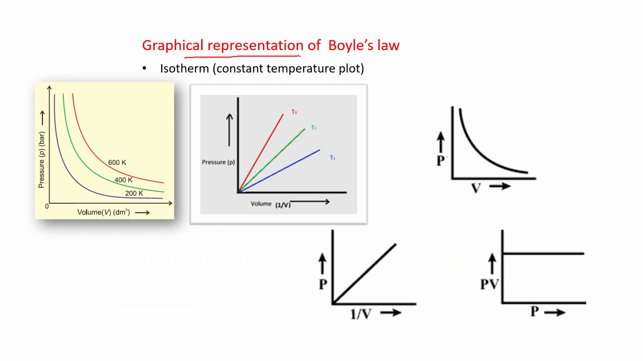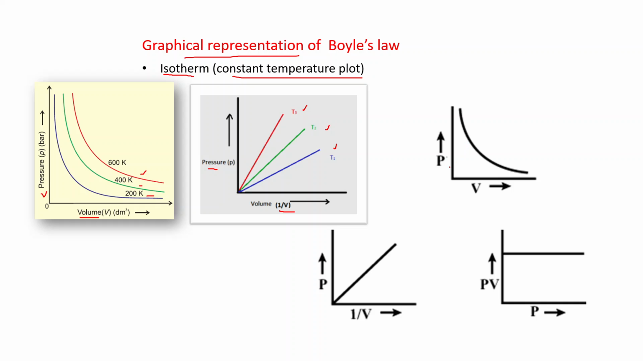Now, the graphical representation of Boyle's law. Boyle's law gives the relationship between pressure and volume at constant temperature. That's why a plot between pressure and volume at constant temperature is known as an isotherm. Isotherm means a constant temperature plot. If you plot a graph between pressure and volume, then we will get this one. Three different temperatures are given. If we plot a graph between pressure and 1/V, then we will get a straight line passing through the origin. Again, this is at different temperatures T1, T2 and T3. Each line represents an isotherm.